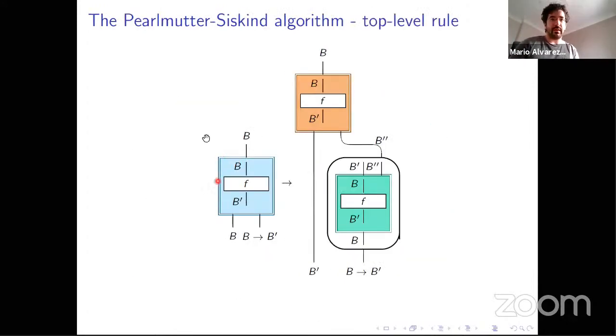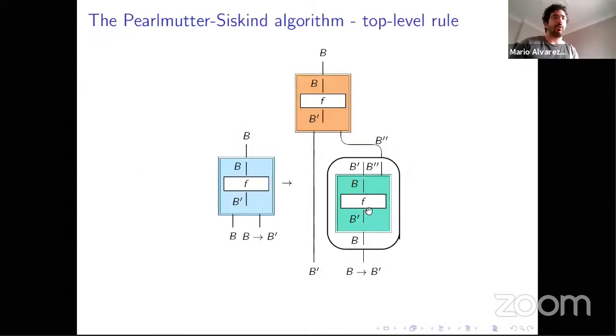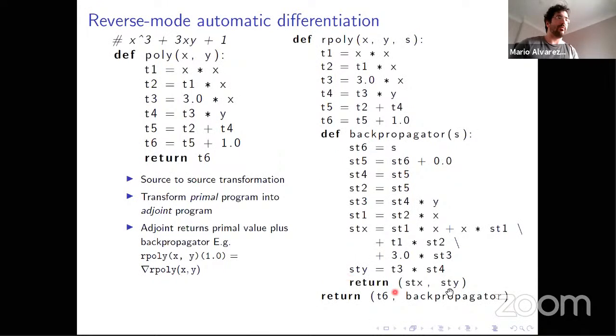And so the way that this top level rule is implemented is when you apply it to a graph, you rewrite that graph into a forward pass and a reverse pass inside one of these closure bubbles. So the orange box corresponds to the forward pass. This corresponds to this forward part of the upgrade transformation that I showed here. The green box here corresponds to the body of the reverse pass that you can see here.